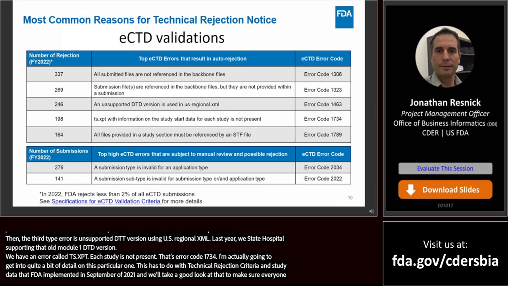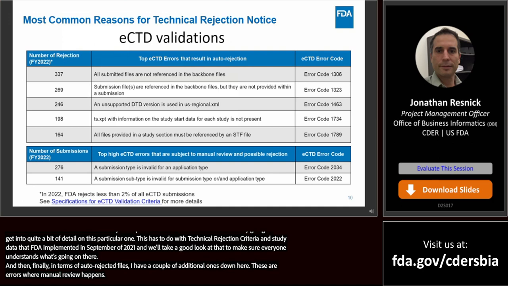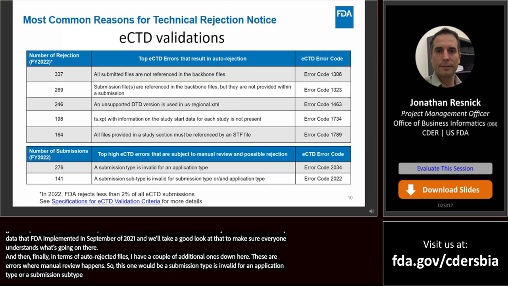And then finally, in terms of auto-rejected errors, all files provided in the study section must be referenced by an STF, or study tagging file, and that's error code 1789. I also have a couple of additional ones down here. These are top errors where manual review happens. So this one would be a submission type is invalid for an application type, or a submission subtype is invalid for submission type and/or application type.